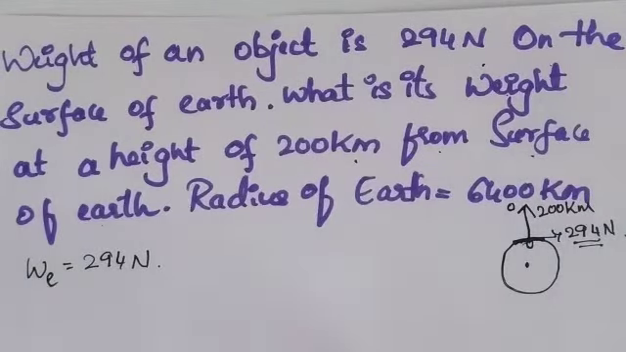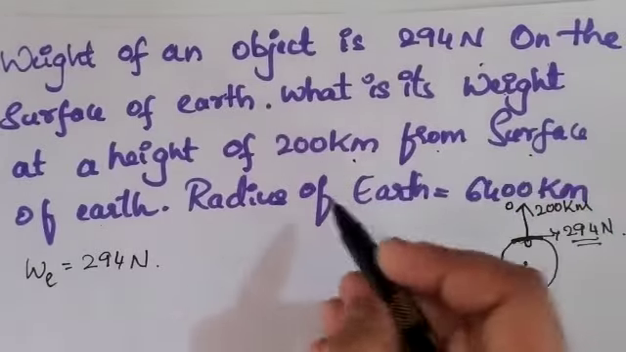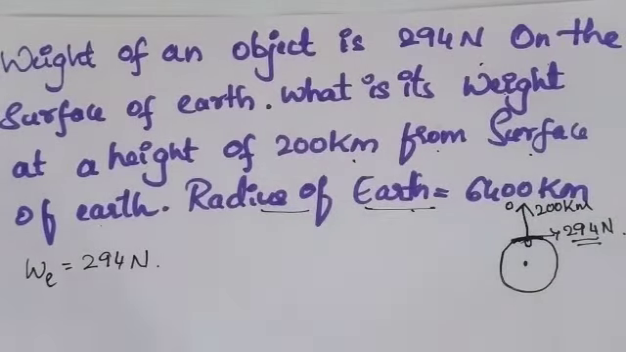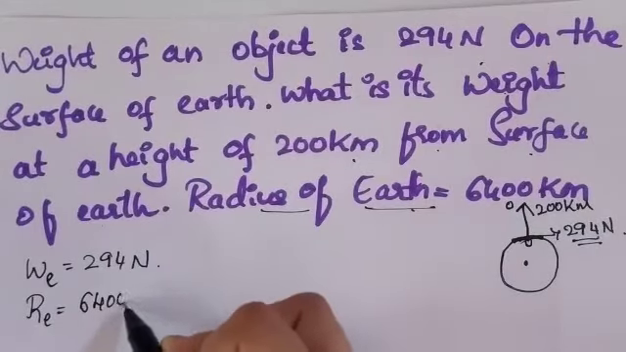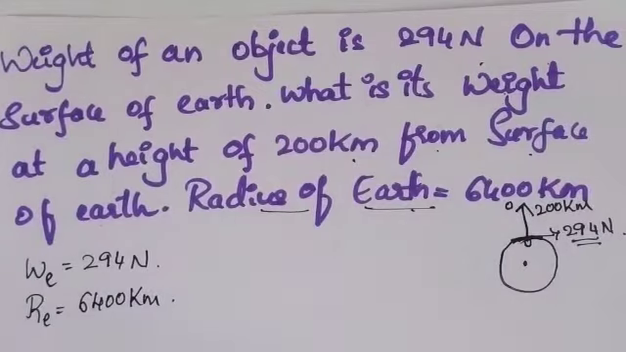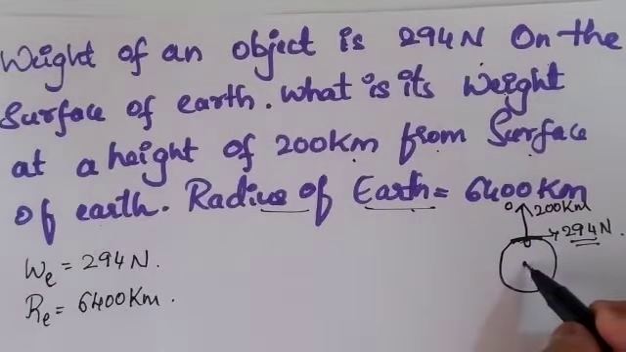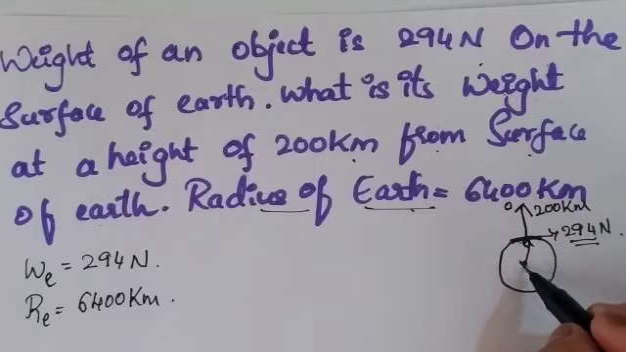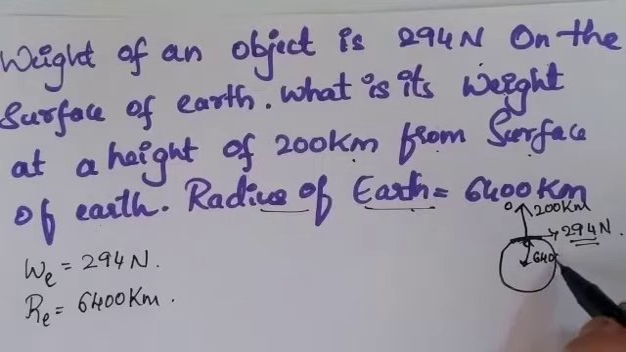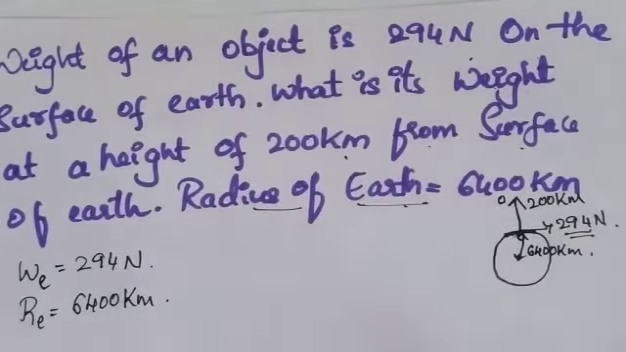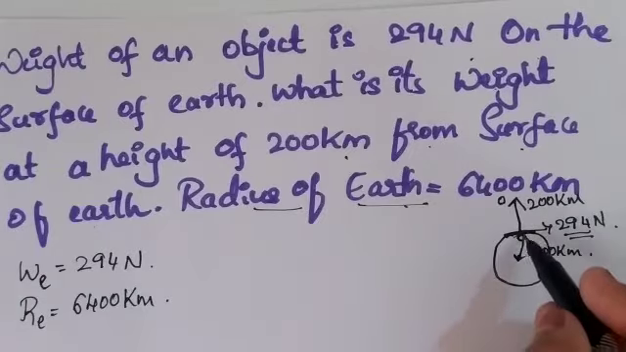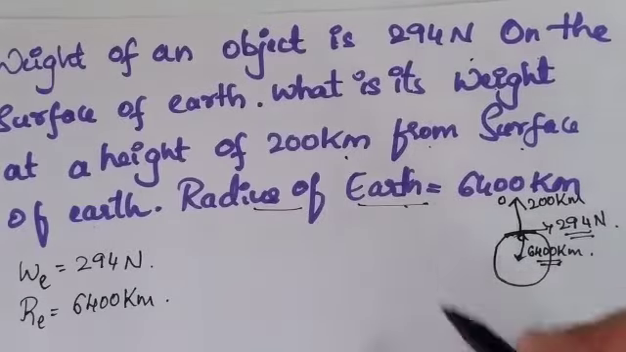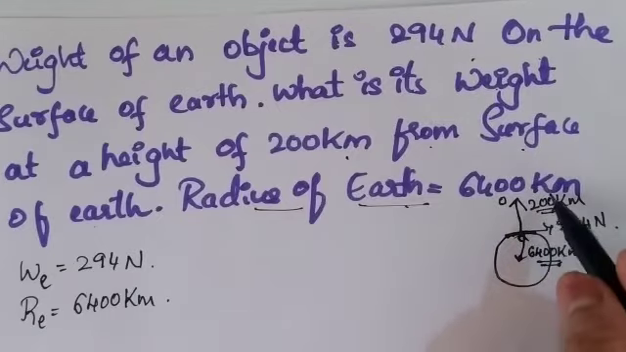Another parameter given is the radius of Earth, that is RE is equal to 6400 kilometer. Radius is given means from the center to the surface, the radius is 6400 kilometer. From the center of Earth, that is from the center of gravitation of the Earth, to the surface is 6400 kilometer, plus 200 kilometer above the surface.